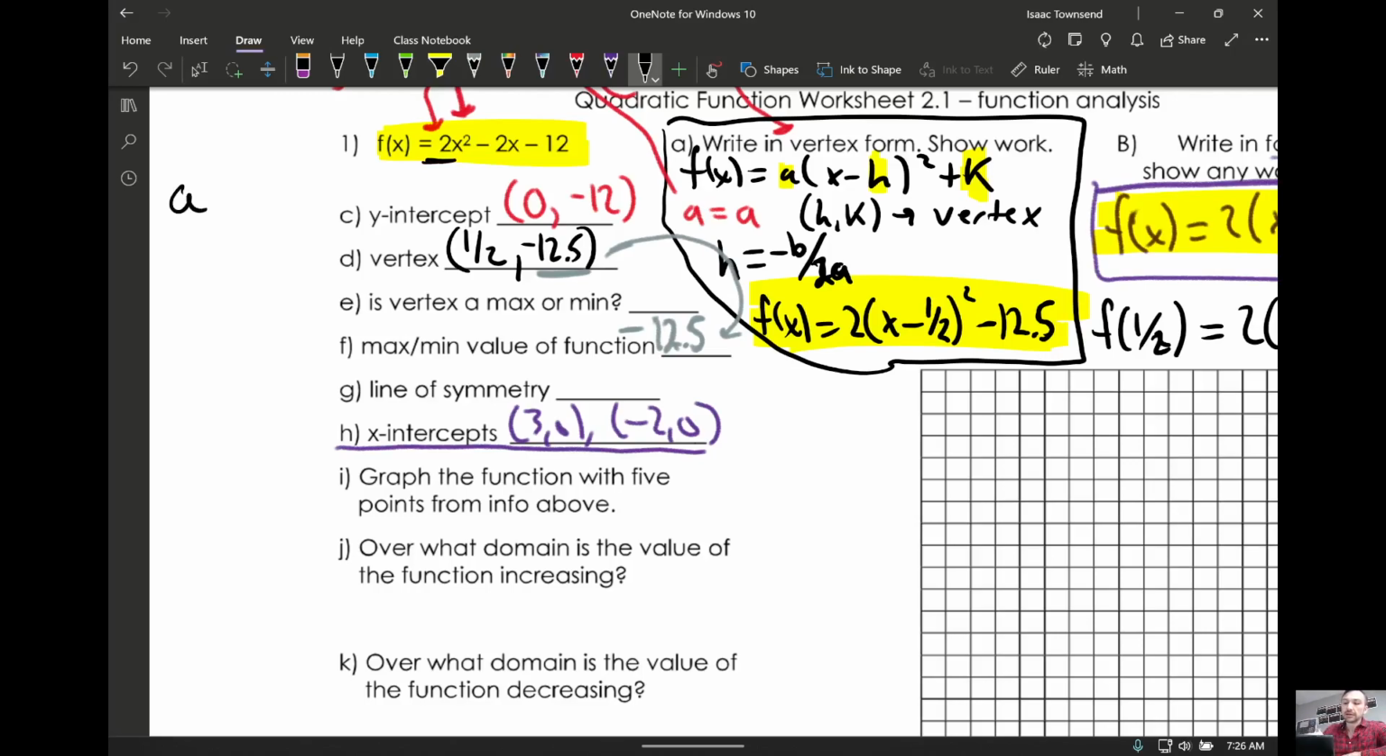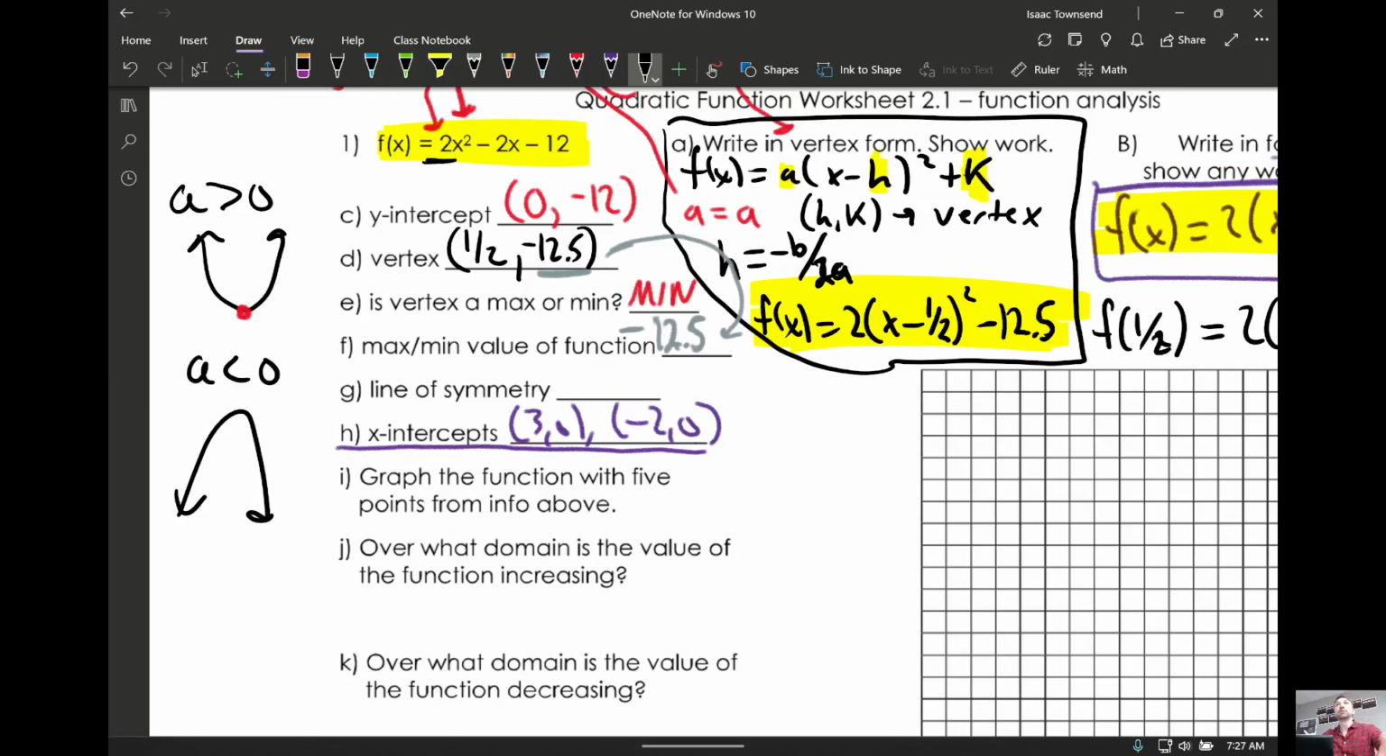If a is positive, like this one is, your parabola is going to open up, and your vertex down here would be a minimum. And in the next question, we will see when a is negative, your parabola has been reflected over the x-axis at some point, so its vertex is a maximum.